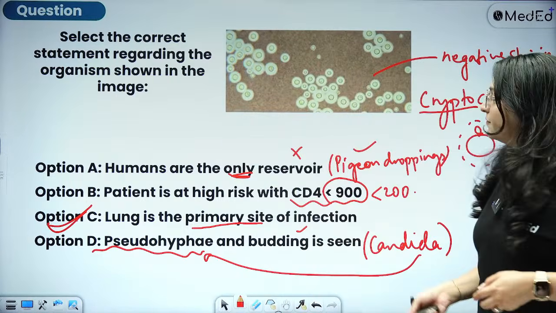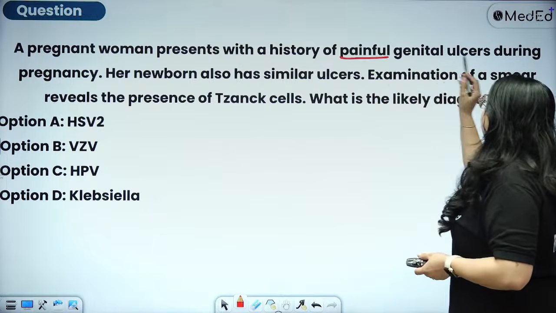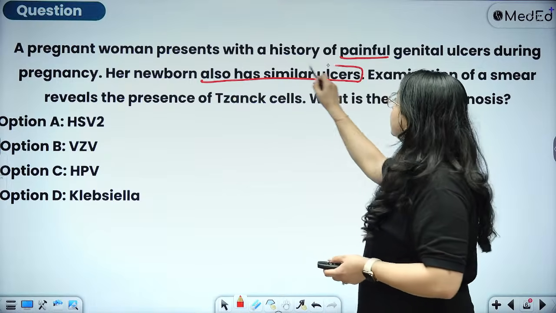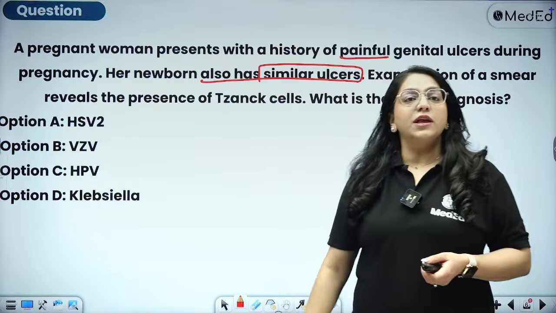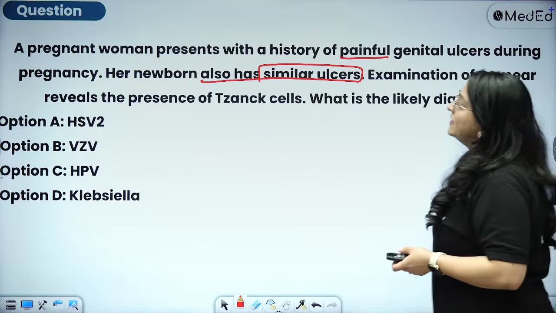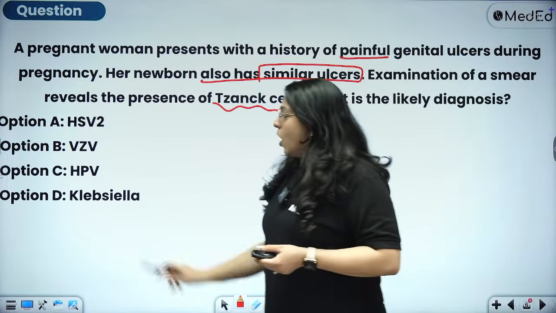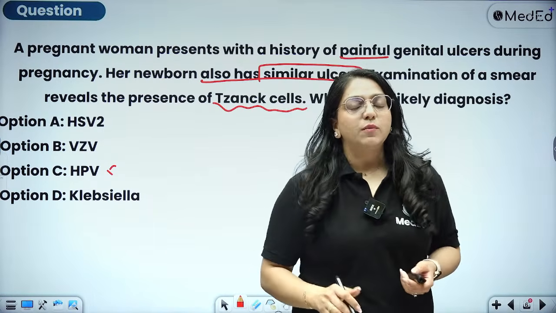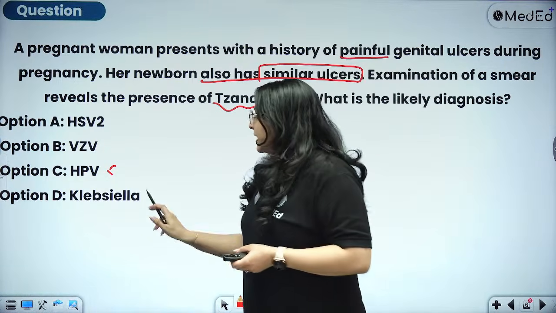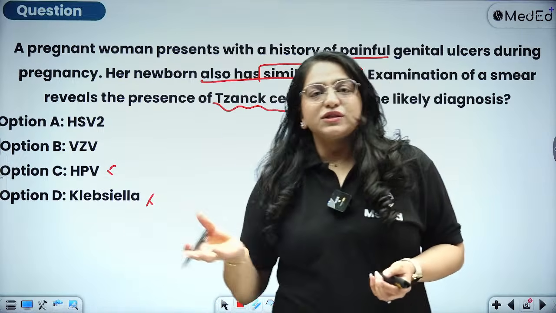Okay, fair and simple. A pregnant woman presents with a history of painful genital ulcers during pregnancy. Her newborn also has similar ulcers. Okay, so they are also talking about neonatal genital ulcers now. Examination of the smear reveals presence of Tzanck cells. What is the likely diagnosis? Now, if you look, obviously HPV is out of question, because they are talking about painful vesicular lesions, and human papilloma virus leads to genital warts. Klebsiella is obviously out of question. It's simply a gram-negative bacterium. Most common cause of community-acquired pneumonia.